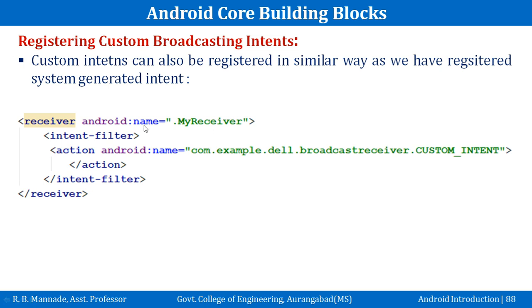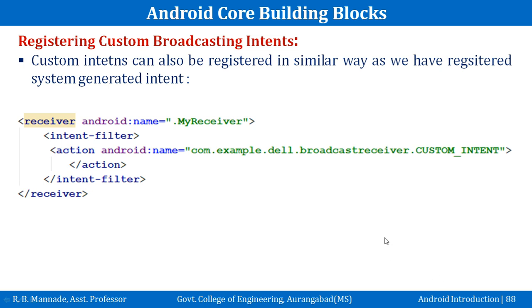This is the starting tag, and this specifies the name of our receiver. In this case, MyReceiver is the name of the broadcast receiver. This is the closing tag, and this is the intent filter starting tag, and this is the ending tag of the intent filter. And under the intent filter we are setting the action name using the action tag and using the name attribute of the action tag as com.example.del.broadcast_received_custom.custom_intent. Okay, so this is our user defined custom broadcast message which will be registered with this broadcast receiver.